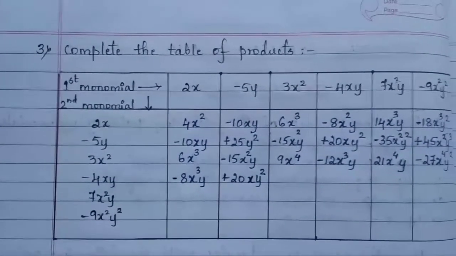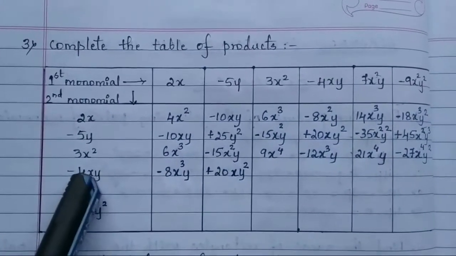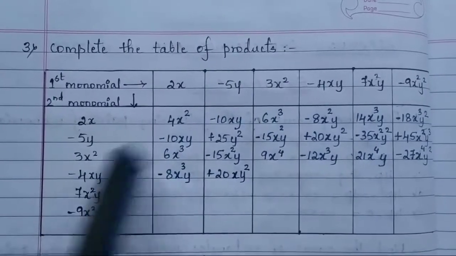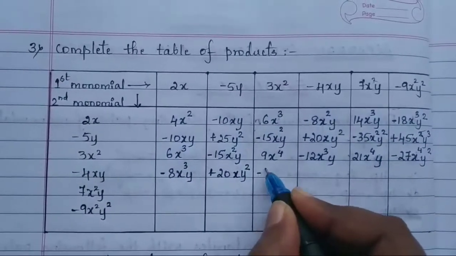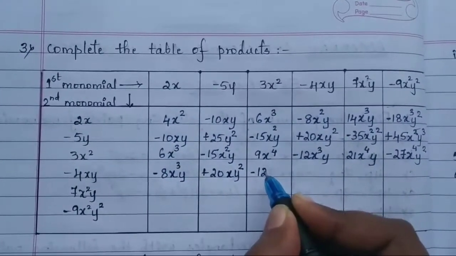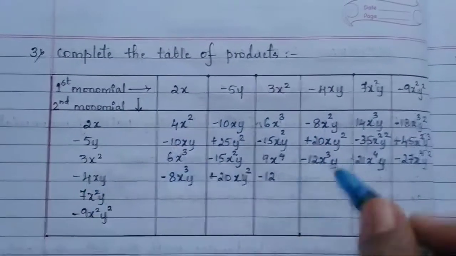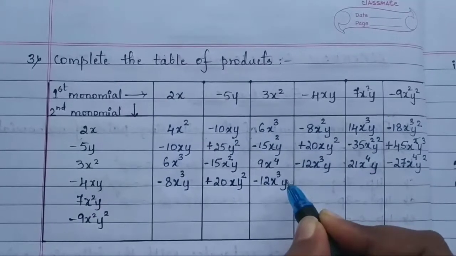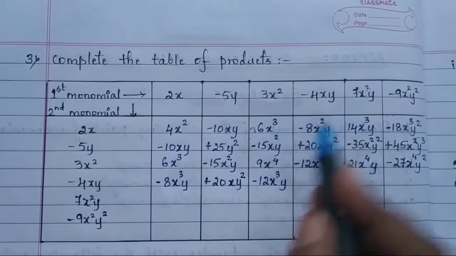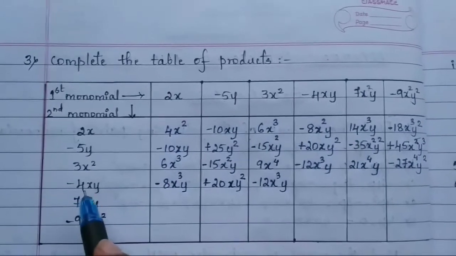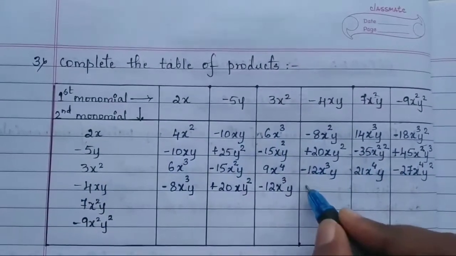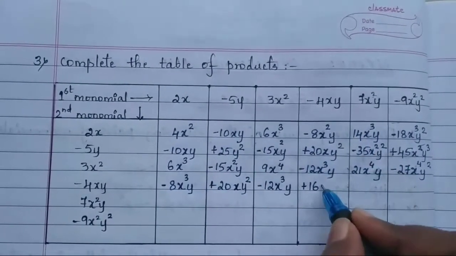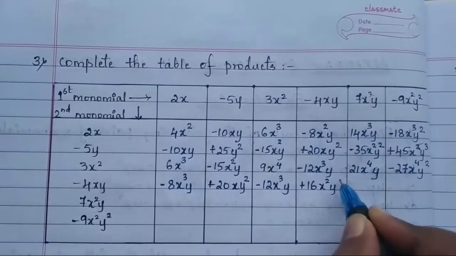Okay, next question. So minus 4xy and 3x square. So here minus will be as it is. 4 3s are 12. x square into x will become x to the power of 3 and y will be as it is. Next minus 4xy and minus 4xy. Here minus into minus will become plus. 4 4s are 16. x into x will become x square and y into y will become y square.